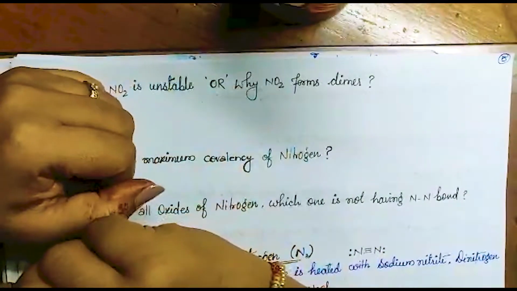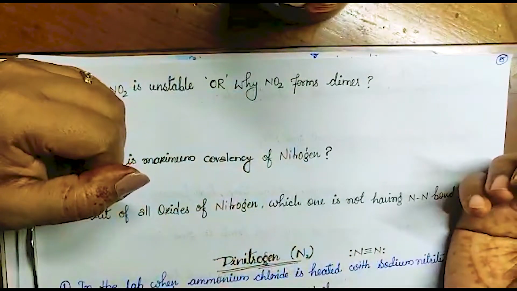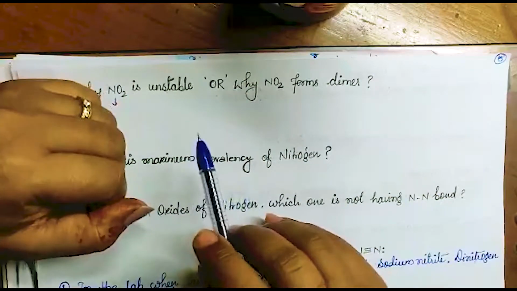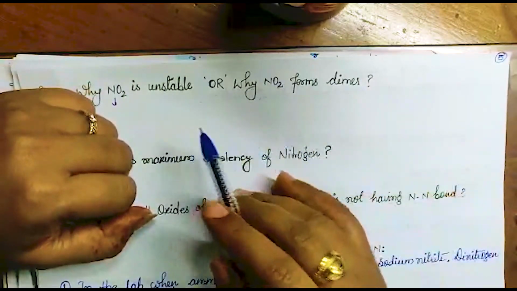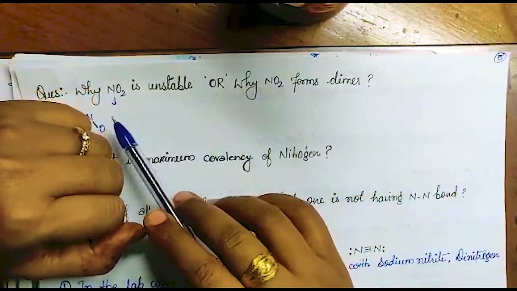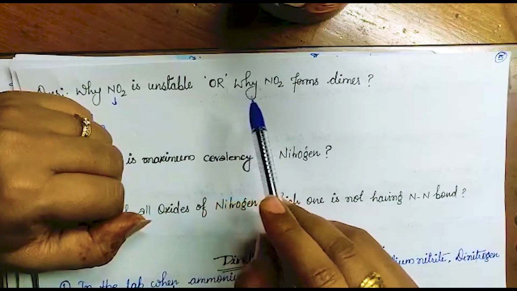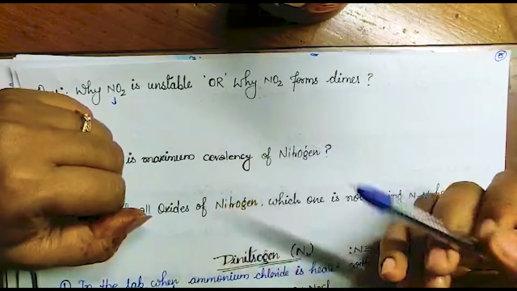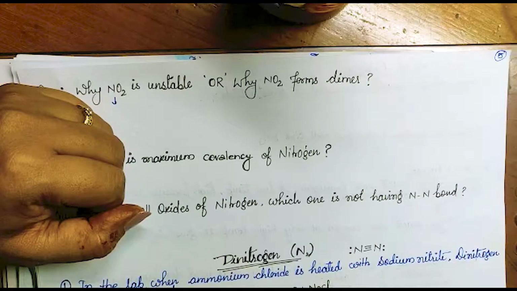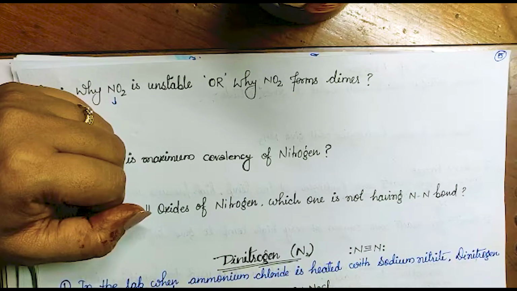Okay, whatever we have covered in yesterday's class, on that basis we have to do some questions. So let's start with this question. The first question is why NO2 is unstable, or why NO2 forms a dimer. Dimer means two molecules combined with each other. So why is it so, or why is NO2 unstable? Anyway, it can be asked.